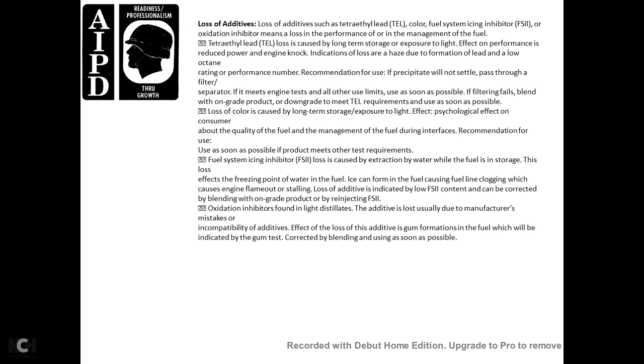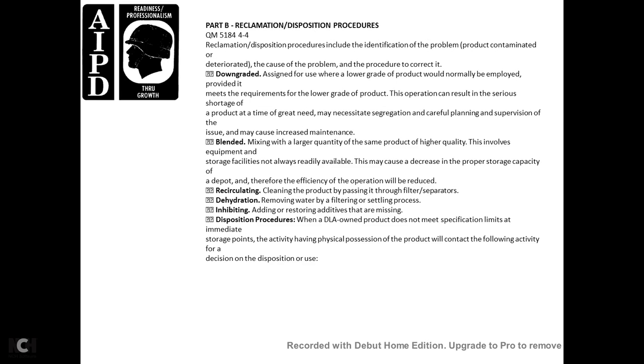Install the additive, including the fuel system icing inhibitor. The condition can be corrected by blending with an on-grade product, with re-injection of the fuel system icing inhibitor. Oxidation inhibitors are found in light distillate additives; their loss is usually due to manufacturer error. Incompatible additives affect additive loss and gum formation in the fuel, which will be indicated by the gum test, and corrected by blending and using the fuel as soon as possible.